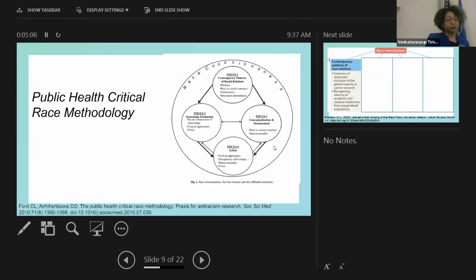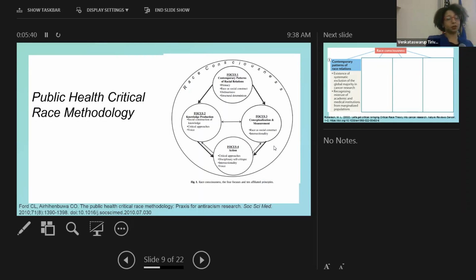In 2010, Chandra-Ford, Collins, Aru, and Bua described the public health critical race methodology as a way of pulling the thread through for how critical race theory relates to public health. In this theory, they couch this in the idea of race consciousness: that our own racial socialization as researchers, as public health professionals, as cancer researchers, for example, shapes how we see the world, shapes the research questions that we ask, shapes how we interpret things.